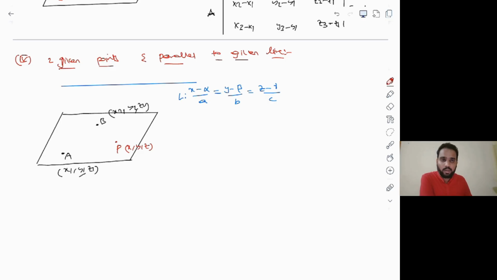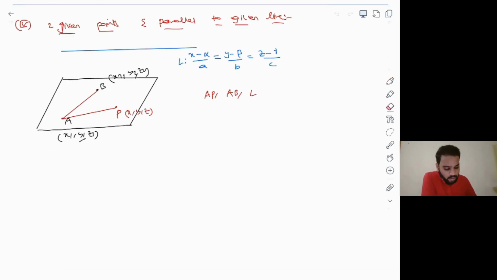Now what is the simple trick that I told you? Simply form three lines, construct three lines. So let me do it. This is one line AP, and then AB is one more line here. Also one more line is L here. After taking these three lines, now the idea is to write down the drs of these lines. AP drs are directly x minus x1, y minus y1, z minus z1. Similarly, the drs of AB are x2 minus x1, y2 minus y1, z2 minus z1.